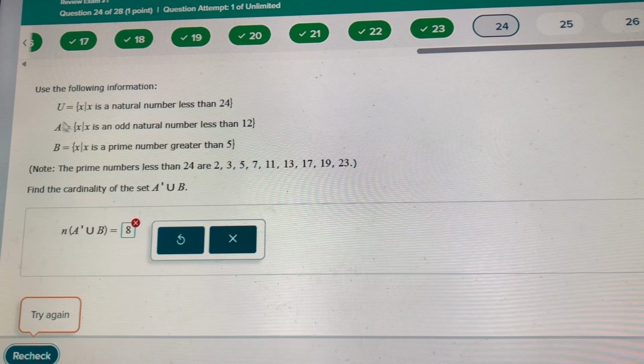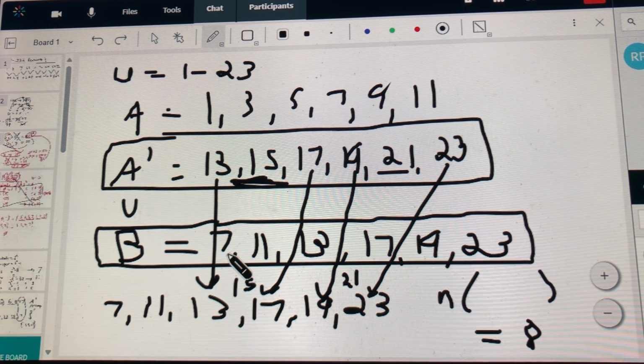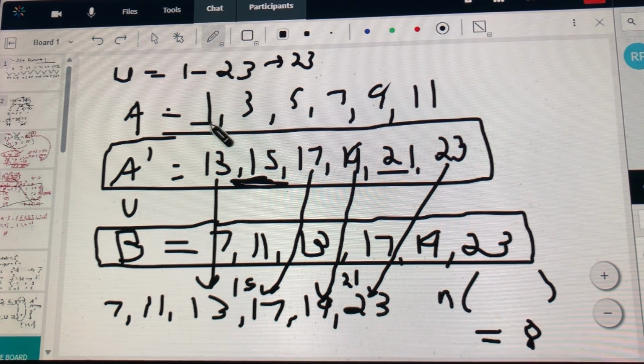Okay, so look at the universal set. It's all natural numbers less than 24. So the universal set is actually 1 through 23. What I did is I was doing the opposite of A. I was doing the opposite odd numbers as A, but actually it's every number except for them. There's 23 numbers from 1 to 23. A's only got 6 numbers. So not A should have 17 numbers in it, actually. It's everything except 1, 3, 5, 7, 9, and 11 all the way to 23.